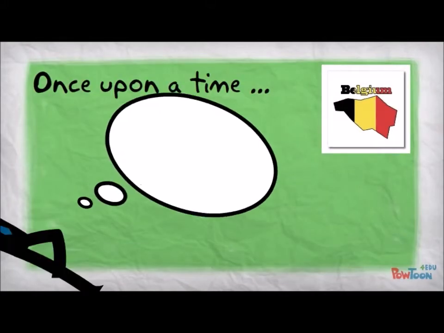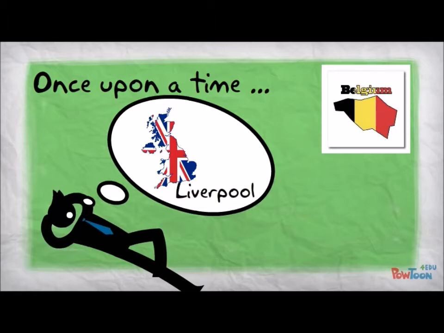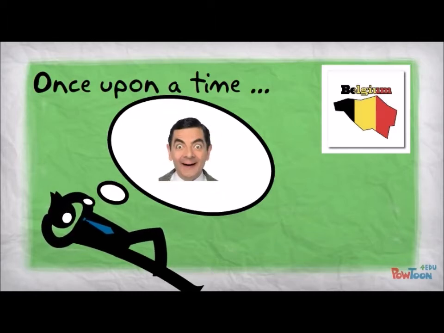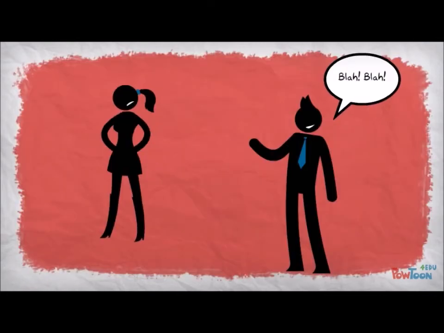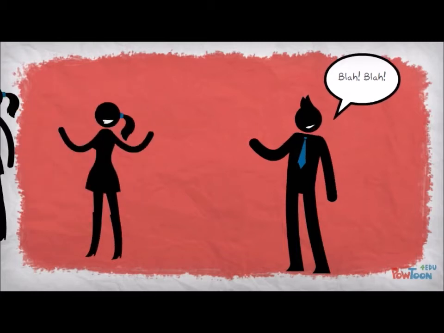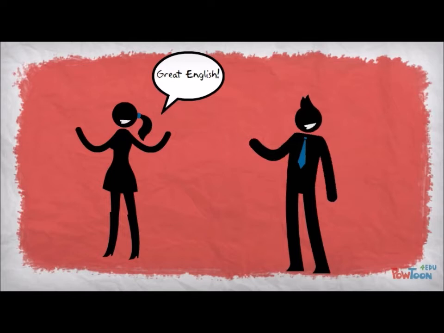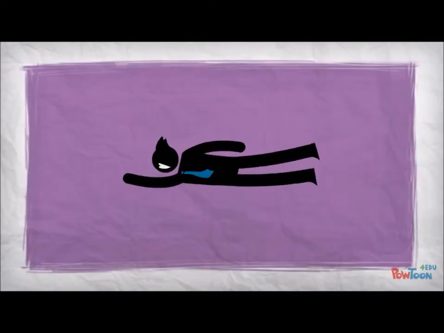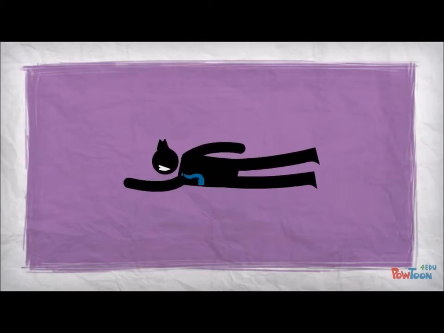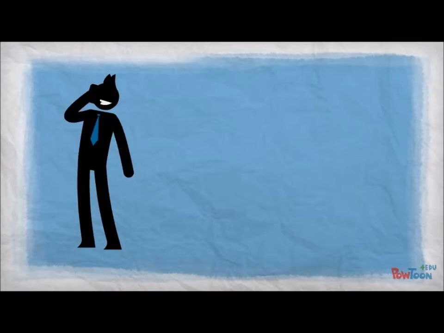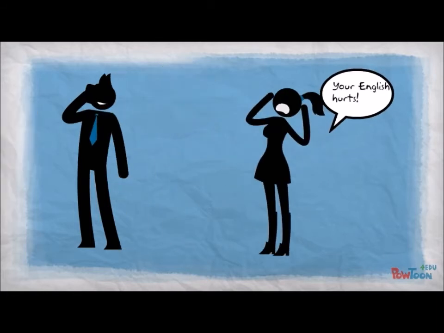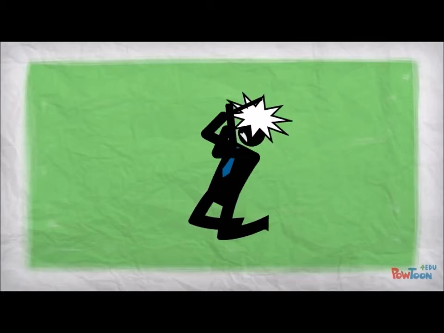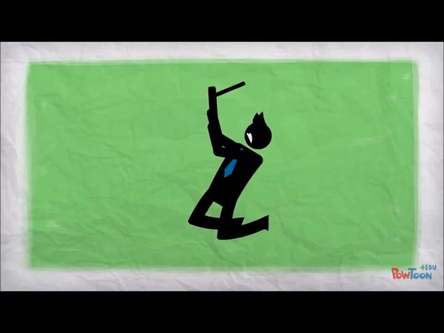Once upon a time in Belgium, Joachim dreamt of going to Liverpool, England, where he hoped to meet Mr. Bean. He jumped up and started walking to France, where he met Fancy Flo. They started talking. Blah blah, said Joachim. Fancy Flo was impressed. Great English, she said. This inspired Joachim to fly all the way to England. While talking on his phone in the pub, Joachim met Crazy Cat. Bacon worst. Cat was not impressed. Your English hurts my ears. Joachim was frustrated. Was his English good or bad?